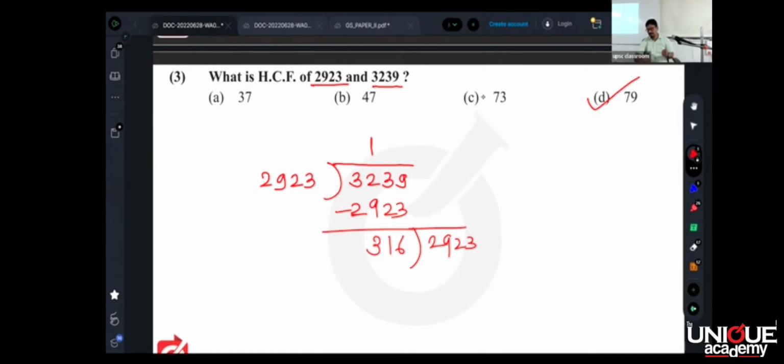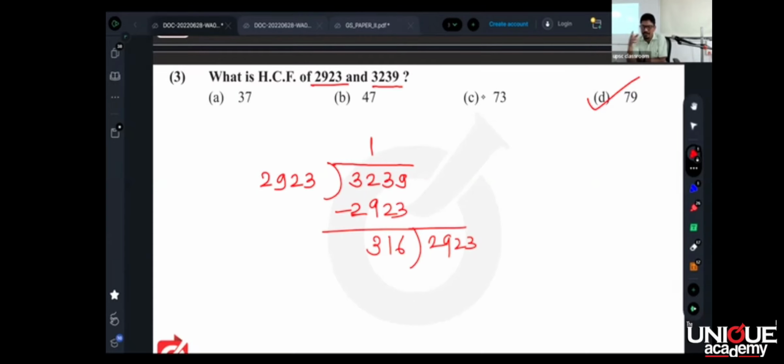Listen, in the book you will be given only the theoretical part, but practically we have to do the calculations ourselves. So how to work these out in the exam hall? The number by which we are dividing 2923 is 316, which is a 3-digit number. No doubt we don't have the table of 316. But what can be the quotient? You can get it easily in very little time. For that, we are dividing by a 3-digit number.